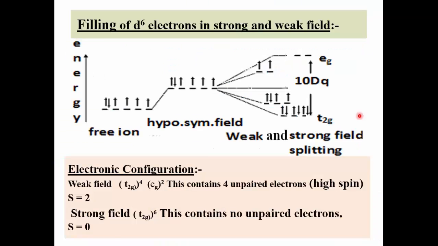Filling of d6 electrons in strong and weak field. d6, this is free metal ion d orbitals. Here there are 6 electrons. This position of d electron remains same in hypothetical symmetrical field. That means when ligand approaches the metal ion, the energy of d orbital increases. So here there is increase in energy of d orbital. The position of 6 electrons remains as it is.